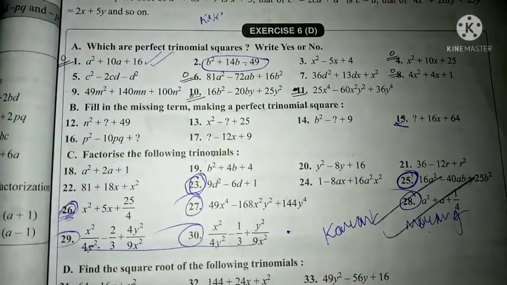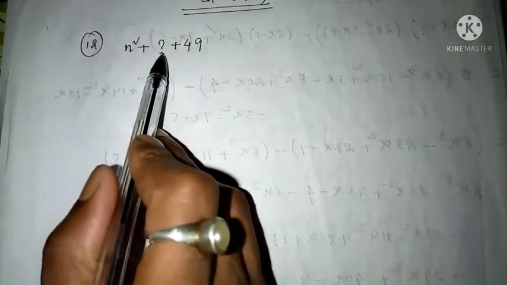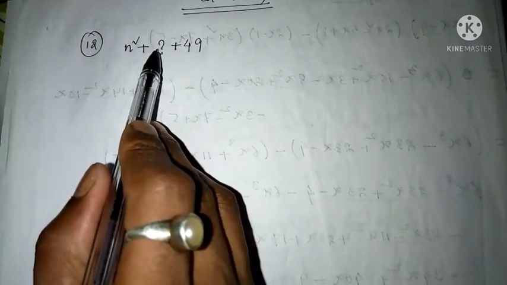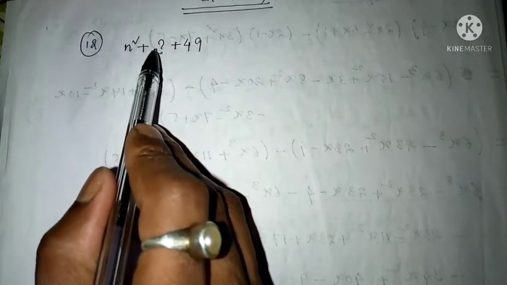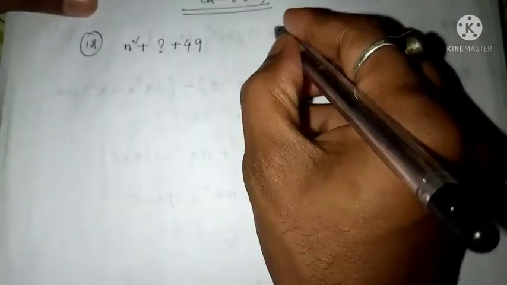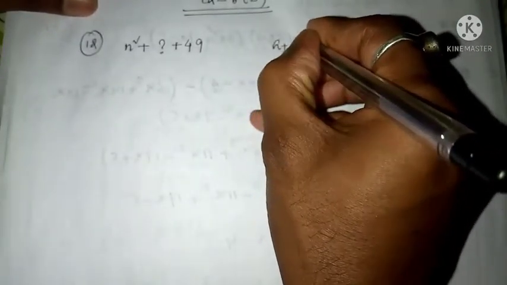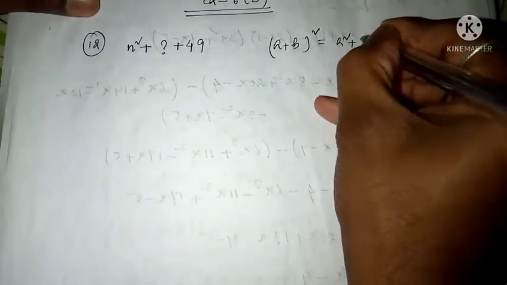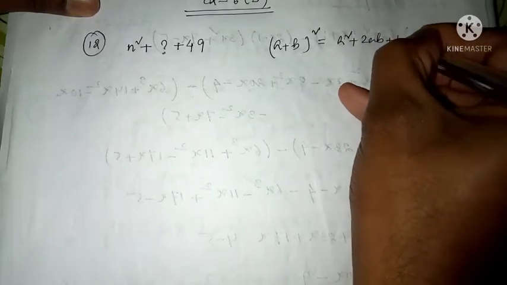Now let's see how to find out. You can see here, this is our 12th question, n square, and this middle term is not known to us, plus 49. We are asked to find the value of this middle term by applying the perfect trinomial square. Now when there is a case of a perfect trinomial square, what do we know? (a plus b) whole square equals a square plus 2ab plus b square. This is the general form.